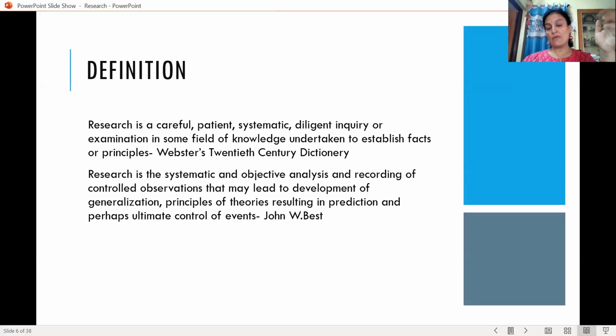Let us go for one more definition, which is given by John W. Best. What he says is, research is the systematic and objective analysis and recording of controlled observations that may lead to development of generalizations, principles or theories, resulting in prediction and perhaps ultimate control of events. So, this is the definition given by John Best.